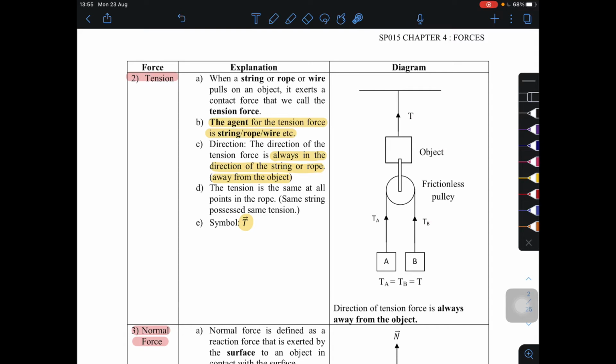Okay, so you just remember that direction is away from the object. Okay, away from the object, bukan away from this one. Not away from the pulley or from maybe this one is the wall, the ceiling. No, dia mesti away from the object.